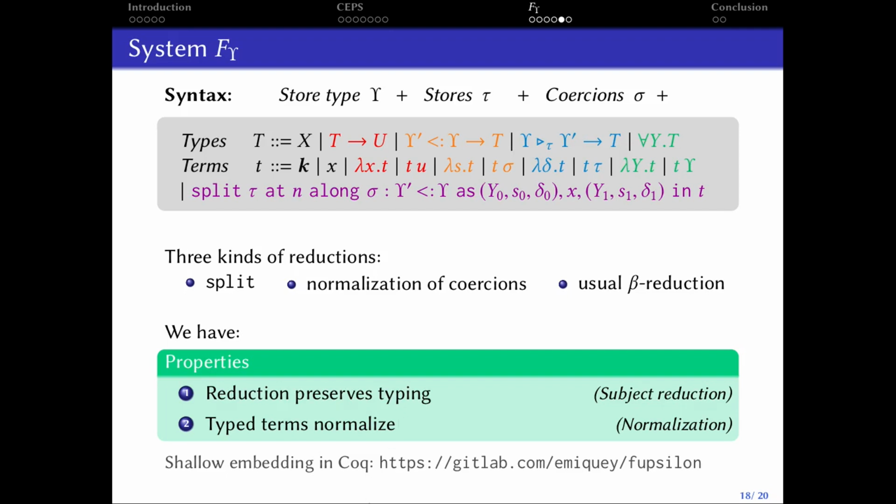Also, if you want to have a look at the system, we define a shallow embedding in Coq of F epsilon, and you can look at this definition and see that they are really what we are showing here.